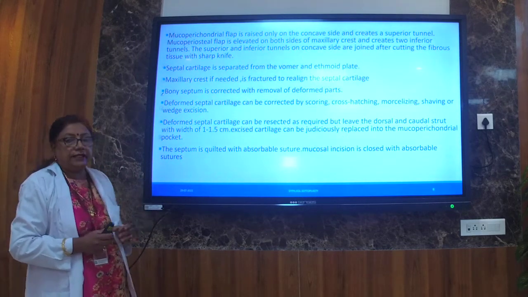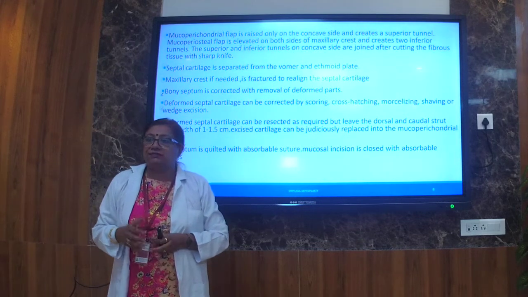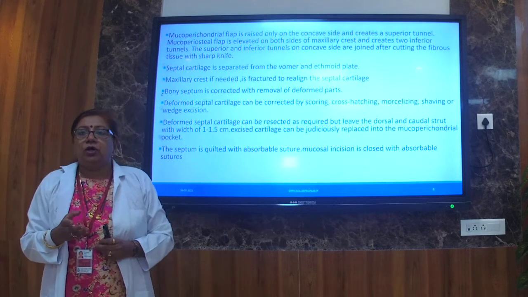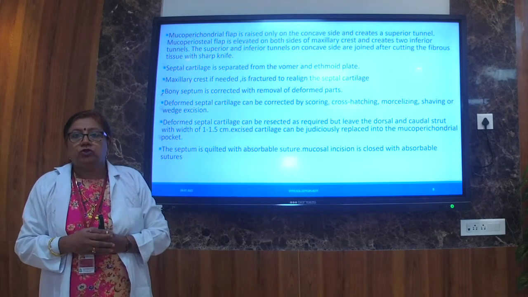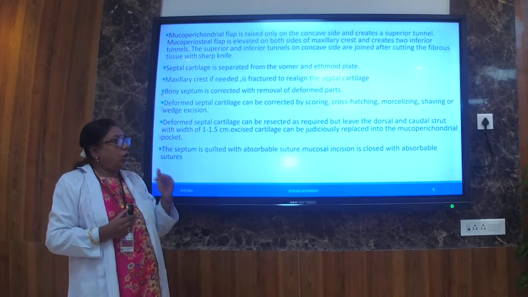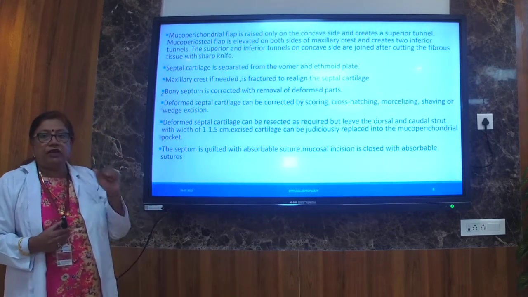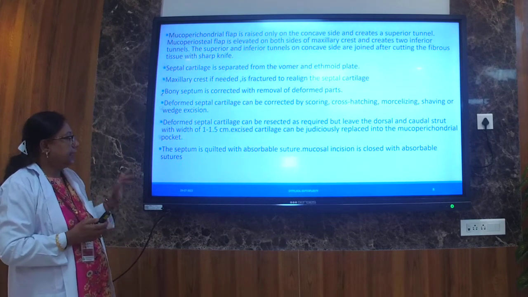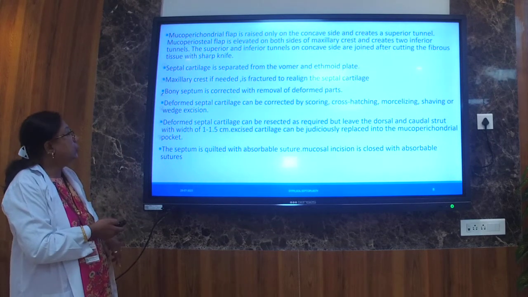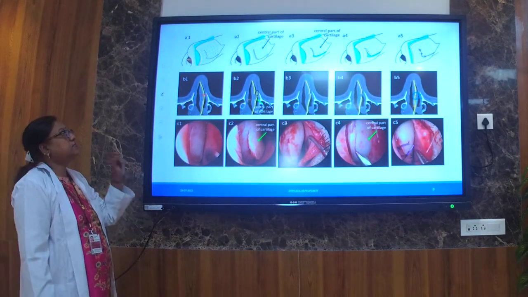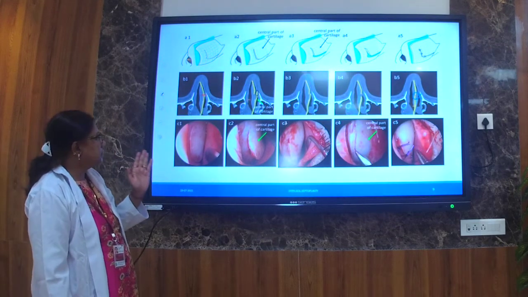So usually we take an absorbable suture, that is Vicryl. Now it is available, 3-0 or 4-0 is used. So that we take a quilting suture throughout the septum and also the mucoperichondrial region, and at the caudal end, we suture that. So this is how we do the surgery. Now if you see in this picture, you can see how it is done.